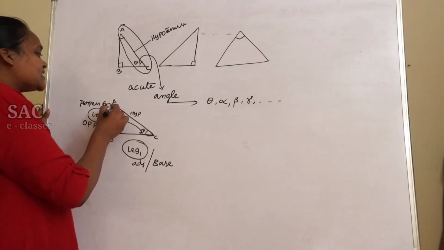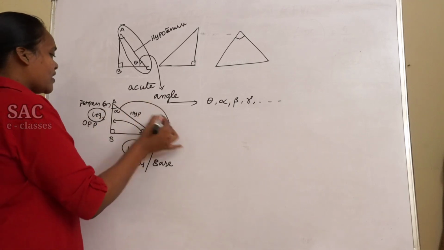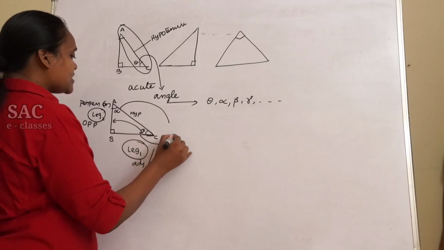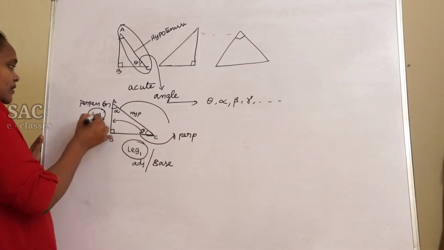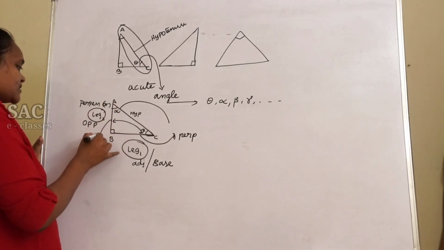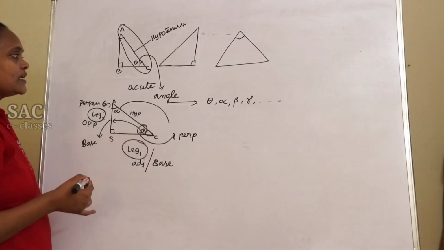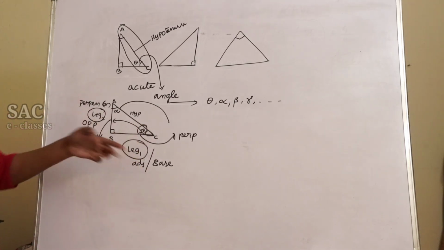Maybe if you consider alpha as the angle of reference, for alpha what is the perpendicular? BC is the perpendicular, and what is left over, AB, is called the base. That means based on the acute angle position, base as well as perpendicular will be there.